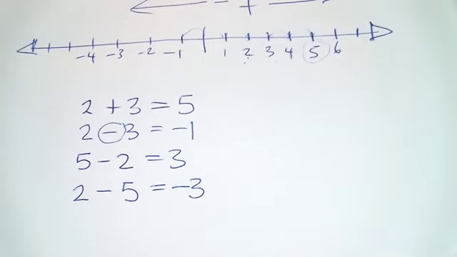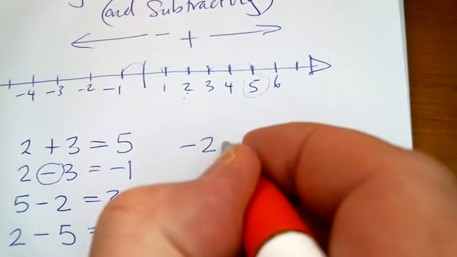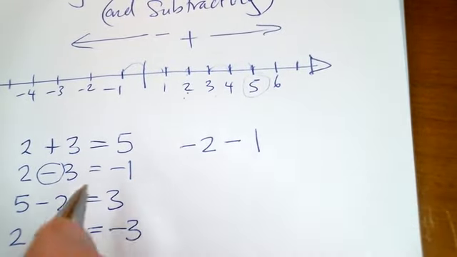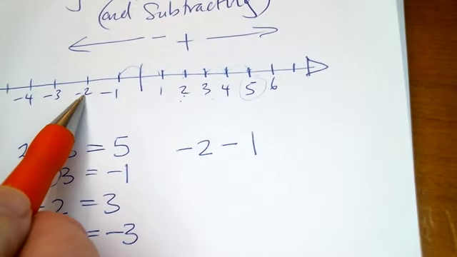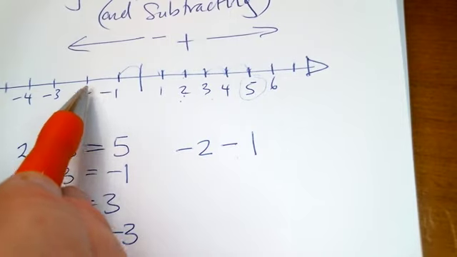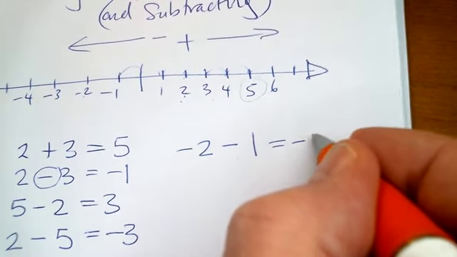So let's try a different one. What about -2 minus 1? So I start at -2. Here's my -2. And I'm going to go 1 in the negative direction. So I end up at -3.